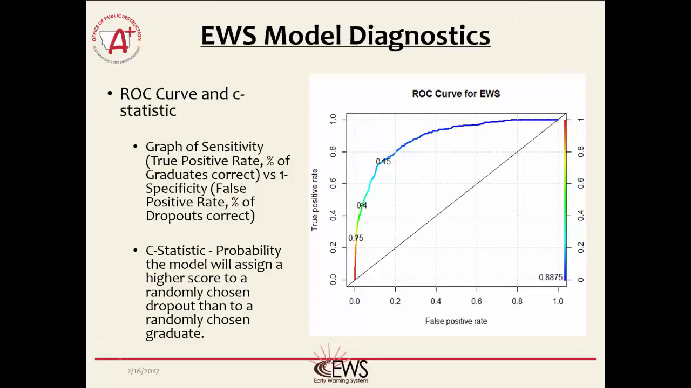Using this analysis and others, it was decided that 15% is the best cutoff for identifying a student as at risk. So any student that the model assigns as having a 15% or higher chance of dropping out is at risk. Also, in the lower left of the graph is the C statistic, which is 0.8875. The C statistic denotes the probability the model will assign a higher dropout percentage to a randomly chosen dropout than to a randomly chosen student who eventually graduates. Any model with a C statistic above 0.8 is considered excellent in statistics.